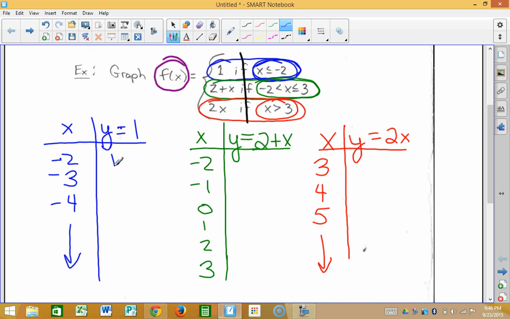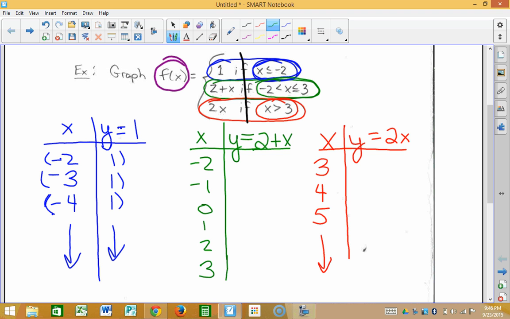I plug in -3, 1. Plug in -4, 1, and so forth, forever. And these create points. These are all points on the graph of f of x. So there's the blue part of f of x. And in the green part, we're going to create some points as well.